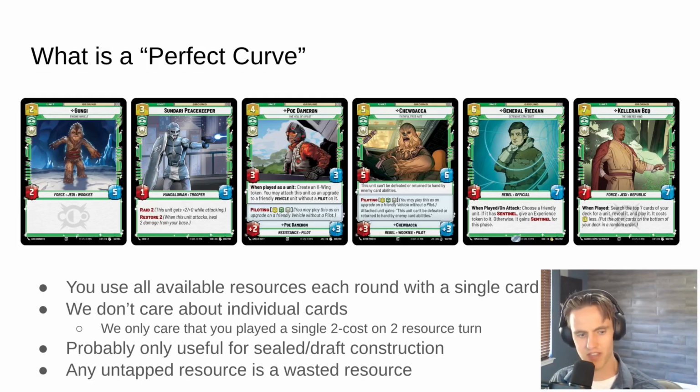And why do you care about this? Well, if you're on your 5 resource turn and you only play a 2 resource card, you left 3 resources on the board that aren't being used, which is a Knight of Ren. That's a 4/4 that you just left and you didn't play. And if your opponent is able to utilize their resources better, they have a significantly higher chance of winning. And so really, we're trying to maximize our resource utilization.